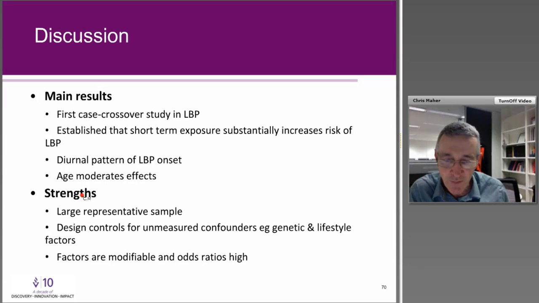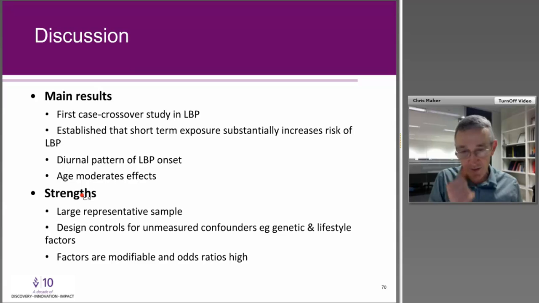In terms of the strengths of the study, it was a large representative sample. We used this design that controls for unmatched confounders because genetic and lifestyle factors are thought to be important in the genesis of low back pain. If you use people matched to other people, you've always got a problem unless you've got twins. But the best way to match is to have the person matched to themselves. And so the case crossover design is perfect for that because each person is their own control. And what we found was that there were these factors which had high odds ratios and they're quite modifiable.